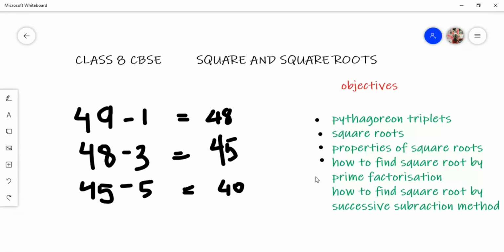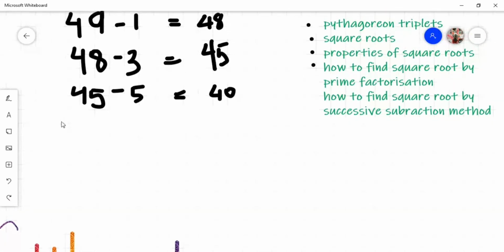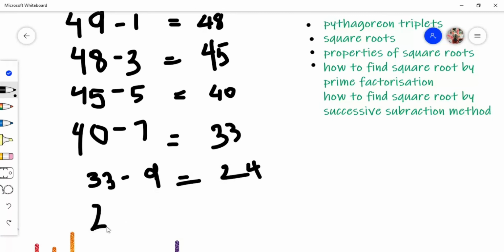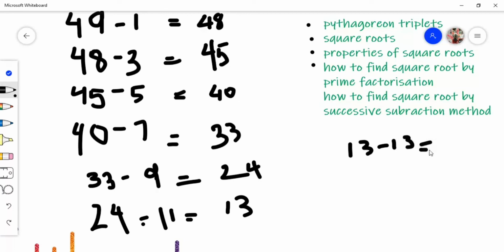Okay, 1 minute, let me switch it a little bit down so that we can continue writing. So after 40 we will get 40 minus 7, that is equal to 33. Okay, then after that 33 minus 9 is equal to 24. Then 24 minus 11, because 11 is our next odd number, is equal to 13. And lastly 13 minus 13, because 13 is also an odd number, is equal to 0. So we arrive at 0 finally.